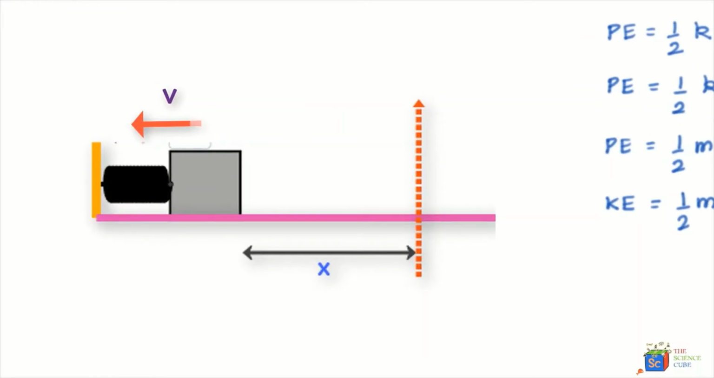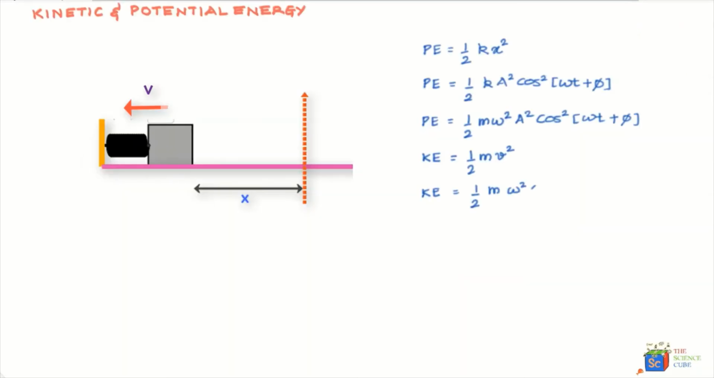Now we write the kinetic energy. When the body moves, covers some distance, then it has some velocity. Due to that velocity it has kinetic energy, which is equal to half mv square. Now we put the value of velocity of simple harmonic motion in the equation, then we get kinetic energy is equal to half m omega square a square sine square (omega t plus phi).